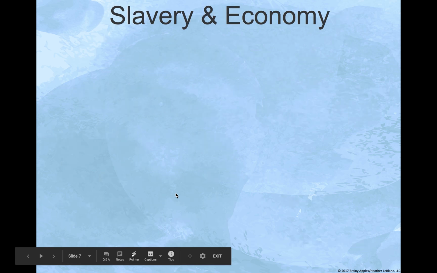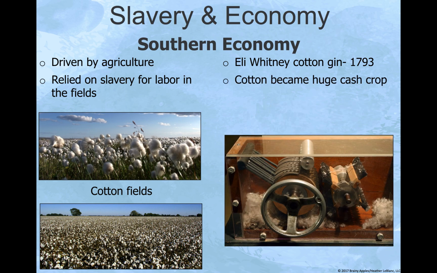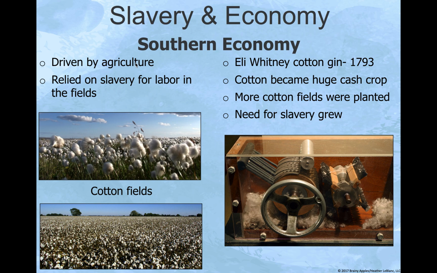So now we're going to get into slavery and economy. Slavery was really what drove the Southern economy. The Southern economy was driven by agriculture, so they relied heavily on slavery for labor in the fields, such as cotton fields. Cotton was a huge cash crop, and a lot of cotton fields were planted in the South. So there was a big need for slavery in the South. So the Southern states wanted slavery to continue because they relied heavily on slave labor.